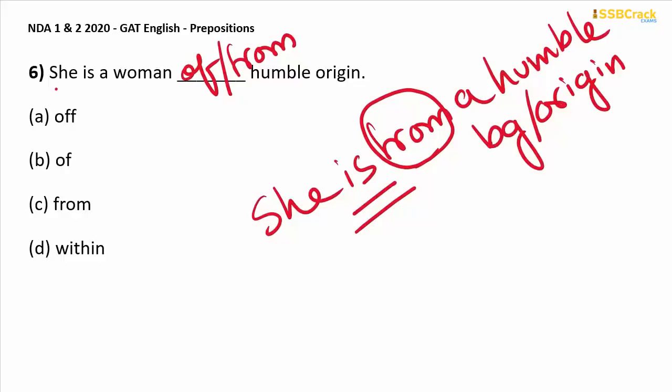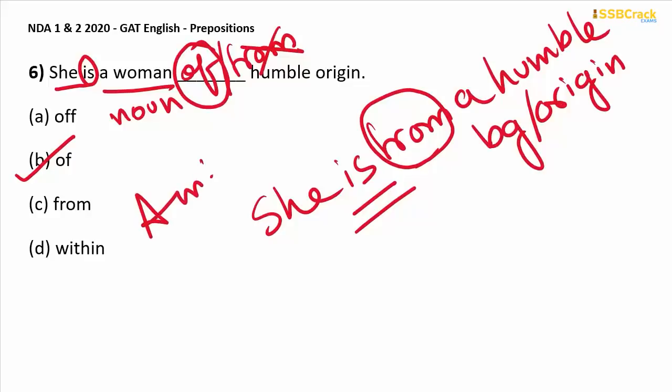So here you can see after the verb is, she is, a woman is followed. It's a noun. A noun follows the verb is. So therefore, from will not be used. You have to use the word of. So she is a woman of humble origin, or he is a man of humble origin. But when there is no word following is or was or whatever, it has to be from. So you can say she is from a humble origin, or he was from a humble origin. Okay, so this is a very important thumb rule that you can remember. So option B here is your answer therefore. Okay, let's move on to the next question.